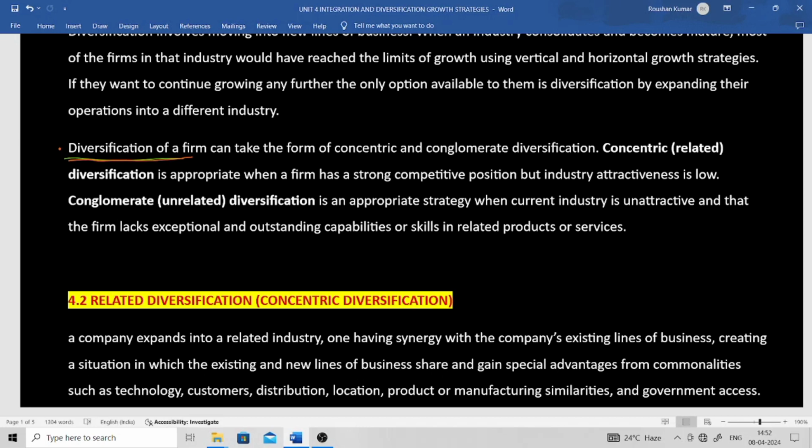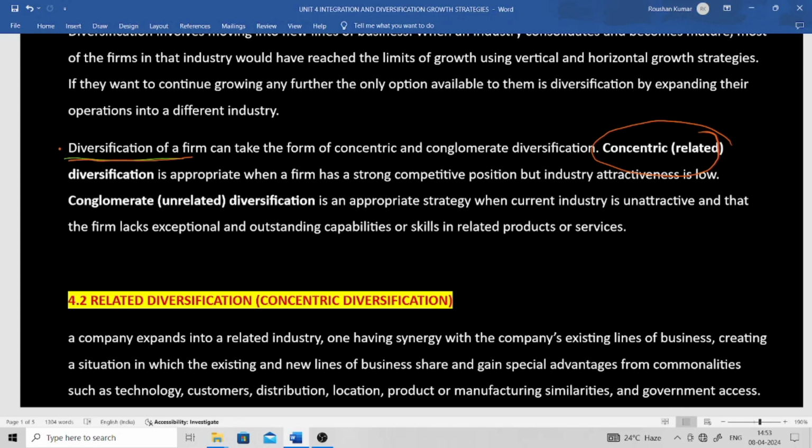The first one is the concentric. Here you see, concentric means related. Related diversification is appropriate when a firm has a strong competitive position but industry attractiveness is low. So in any industry, if a firm has a strong competitive position, then in that case the firm can choose concentric or related diversification.